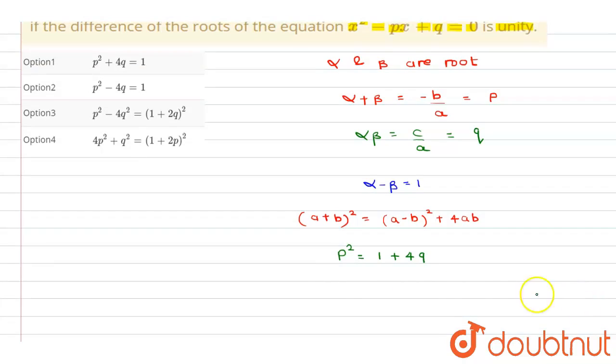Now let's check the option. This is equal to p square minus 4q is equal to 1, which is our option 2. Therefore, option 2 is the correct answer.